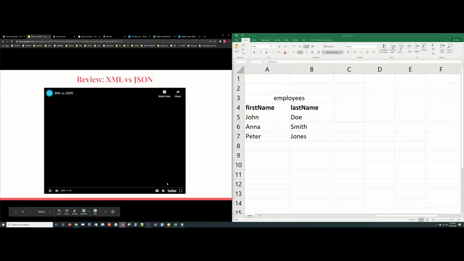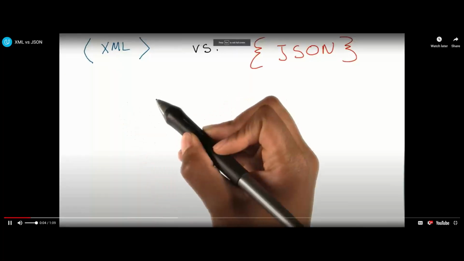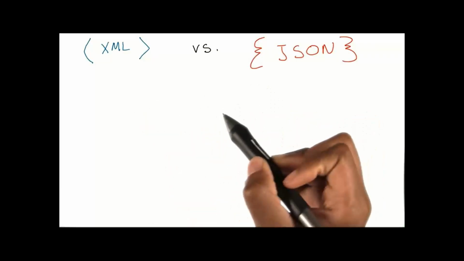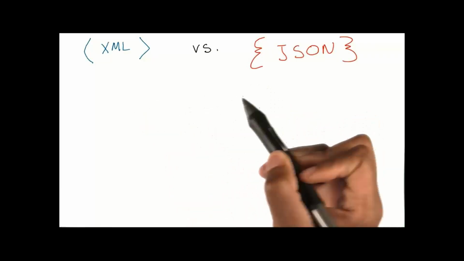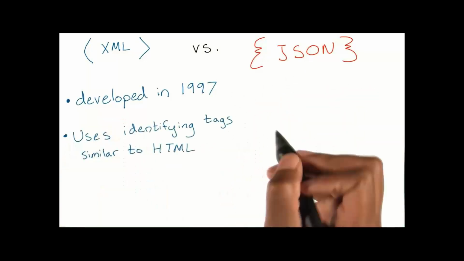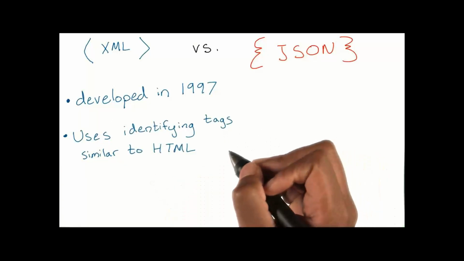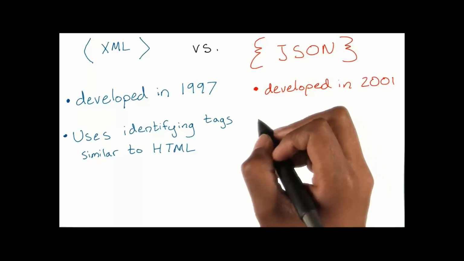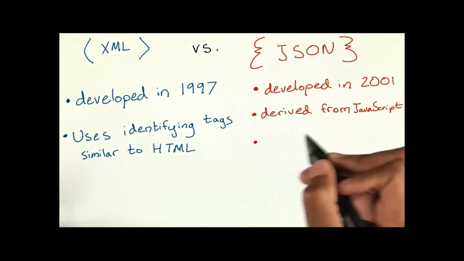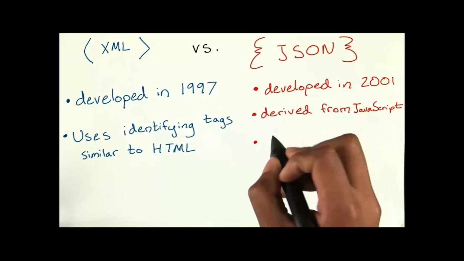So now that we've decided to go with a RESTful architecture for our development needs, what about the structure of our data? XML and JSON are two very viable options, so let's compare them side by side as well. XML was developed in 1997. It uses identifying tags similar to HTML and provides a rigid way of structuring data. JSON was developed in 2001 and is derived from the JavaScript language. Similar to HTML, it is easily human readable, but can be condensed with fewer characters to be very lightweight.